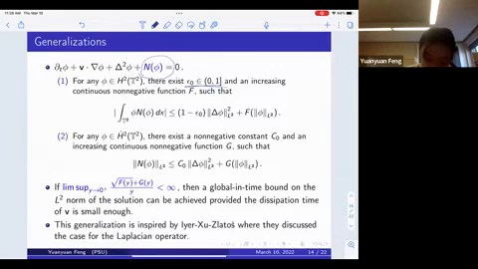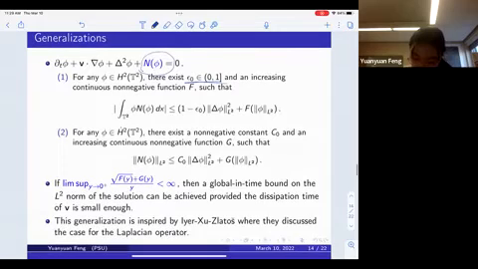Condition 2 says that for any phi in H2, there exists a non-negative constant C0 and a non-negative function g such that the L2 norm of the nonlinear part N(phi) is bounded by C0 times the L2 norm of the Laplacian of phi squared, plus some function g of the L2 norm of phi.